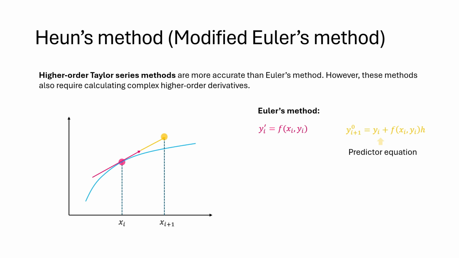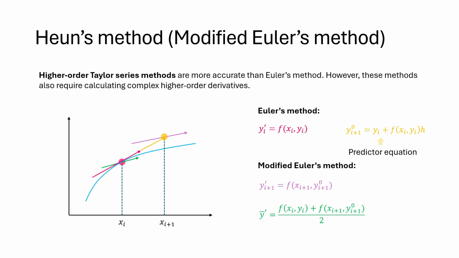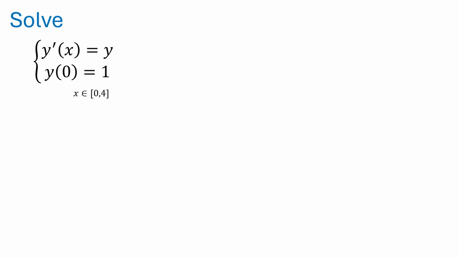In the modified method, we further compute the slope using the values from the predictor equation at xi plus 1. Now we use both slopes, one at xi and one at xi plus 1, to compute the average slope for the interval. And finally, we use this average slope to extrapolate linearly from yi to yi plus 1. This final equation is called a corrector equation.